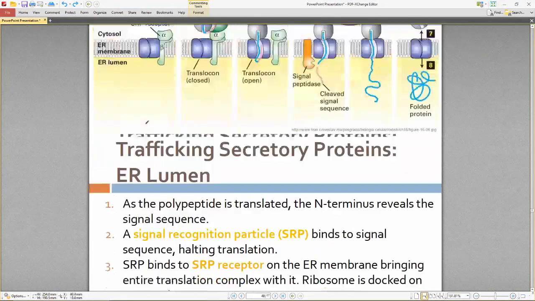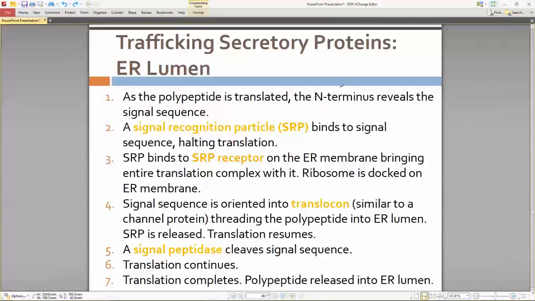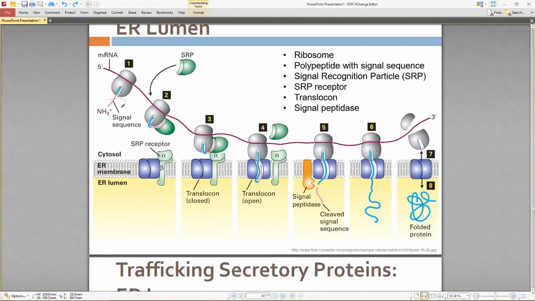When you begin translation with an unbound ribosome, as a polypeptide is translated, the N-terminus can reveal a signal sequence. So let's say it does. Then what happens? A signal recognition particle, or an SRP, binds to this signal sequence and halts translation. So the ribosome stops translating. Then this SRP binds to an SRP receptor on the ER membrane, bringing the entire translation complex with it. When this happens, the ribosome is docked on the ER membrane. Look over here, the N-terminus has revealed the signal sequence, an SRP binds to it, preventing the ribosome from translating further, and this SRP is brought to an SRP receptor, docking the ribosome there with it.